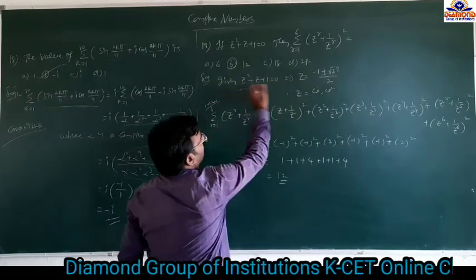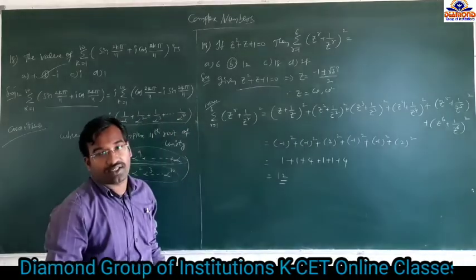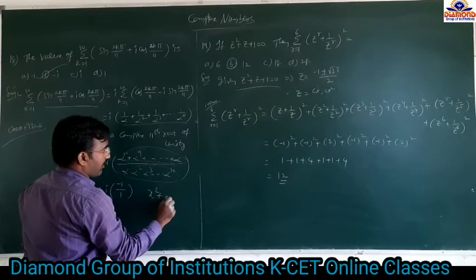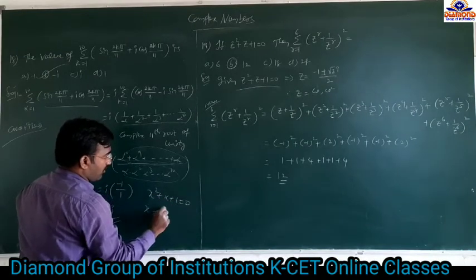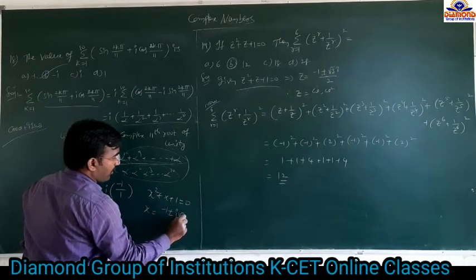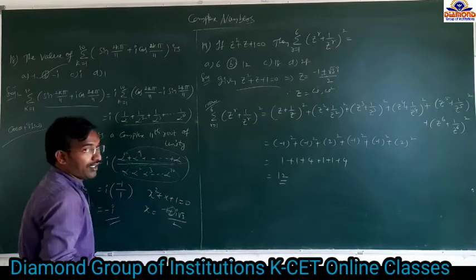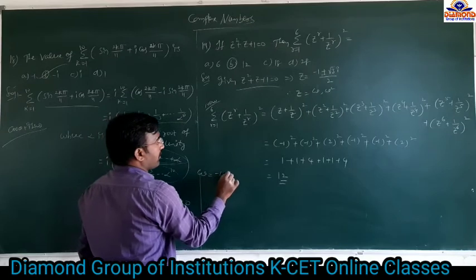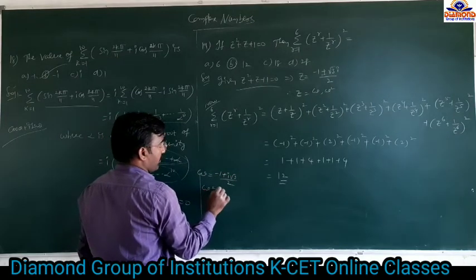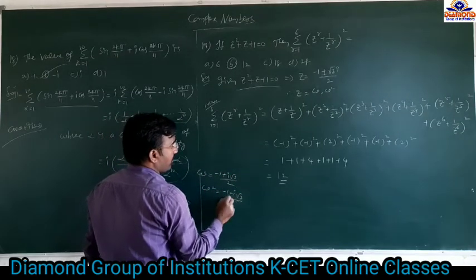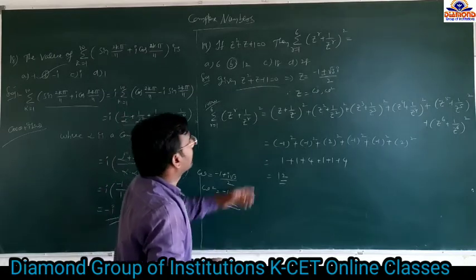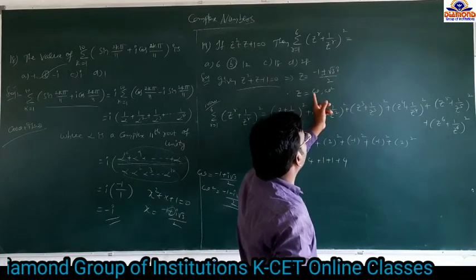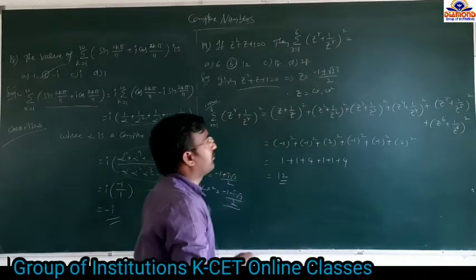So here z square plus z plus 1 equal to 0 is a quadratic equation in z. Actually we have x square plus x plus 1 equal to 0. Then x equal to what? Minus 1 plus or minus i root 3 by 2. If you take plus, that indicates omega. That means omega equal to minus 1 plus i root 3 by 2. Omega square equal to minus 1 minus i root 3 by 2. So here z equal to minus 1 plus or minus i root 3 by 2. So one root is omega, another root is omega square.